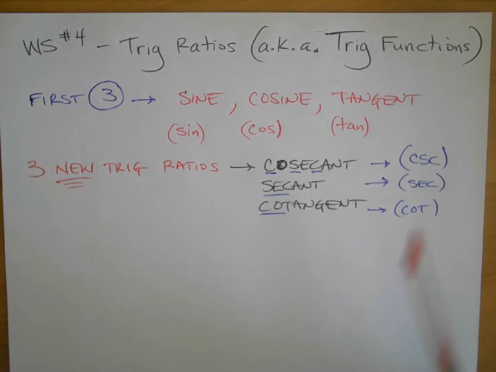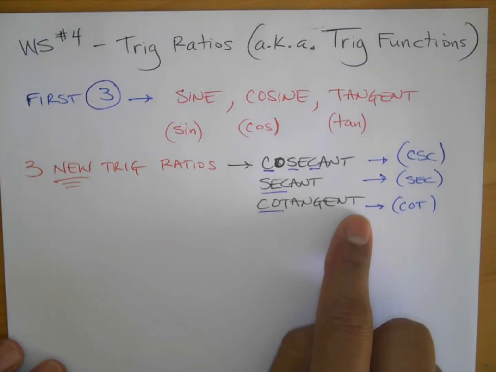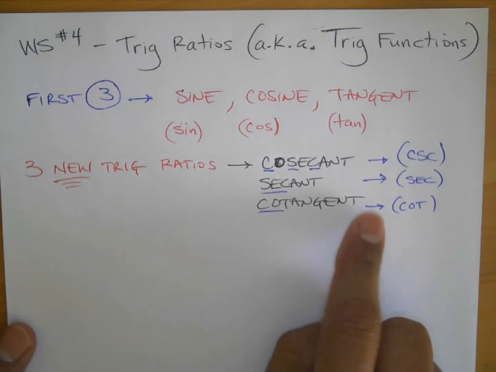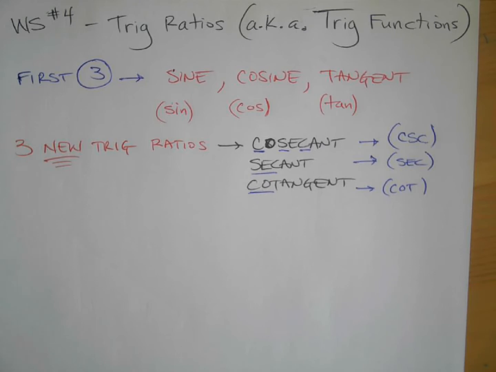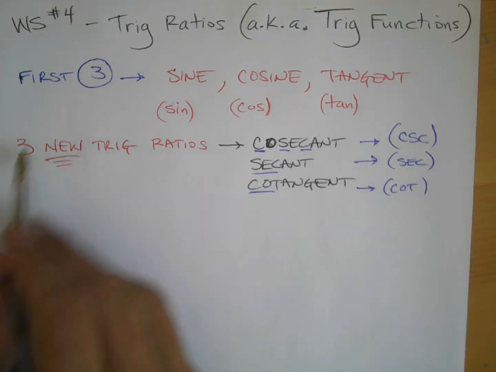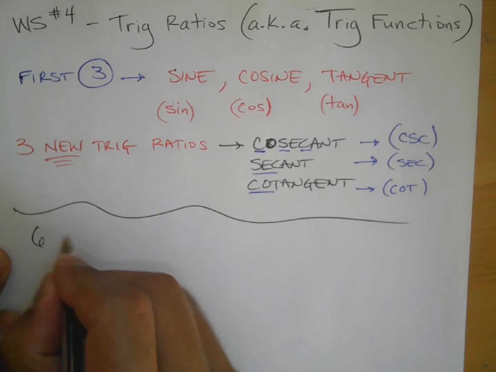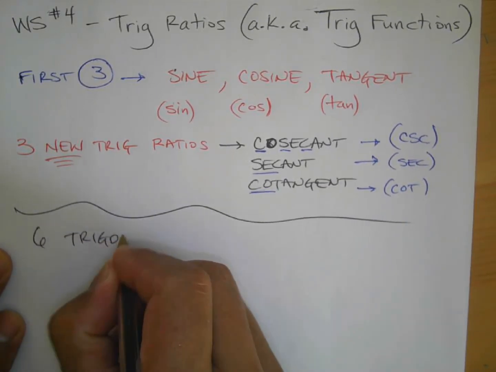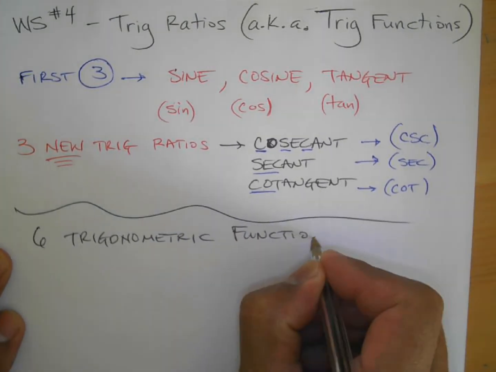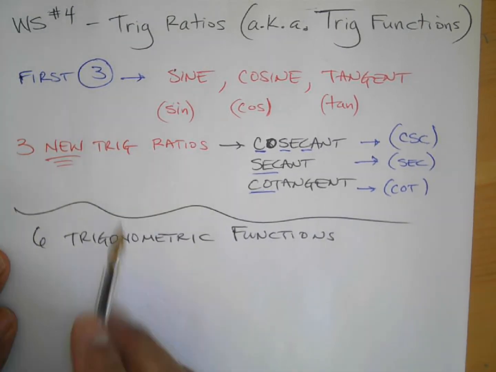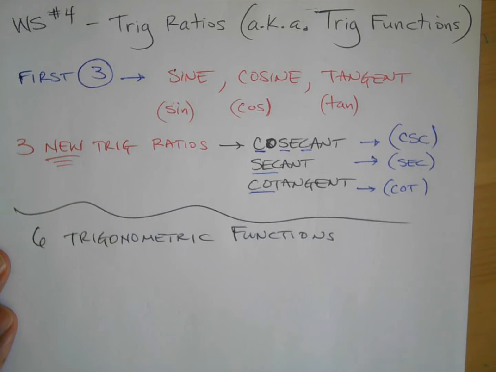Here's the easy part, right? I know these are 3 new ones. You should hopefully now be familiar with sine, cosine, and tangent. Here's the relationship between these first 3 and these new 3. Once you understand this, the rest is going to be so easy. The math part's going to be so easy. So we'll start with the 3 that we know. There's 6 in total, 3 plus 3. So I got the 6 trigonometric functions.